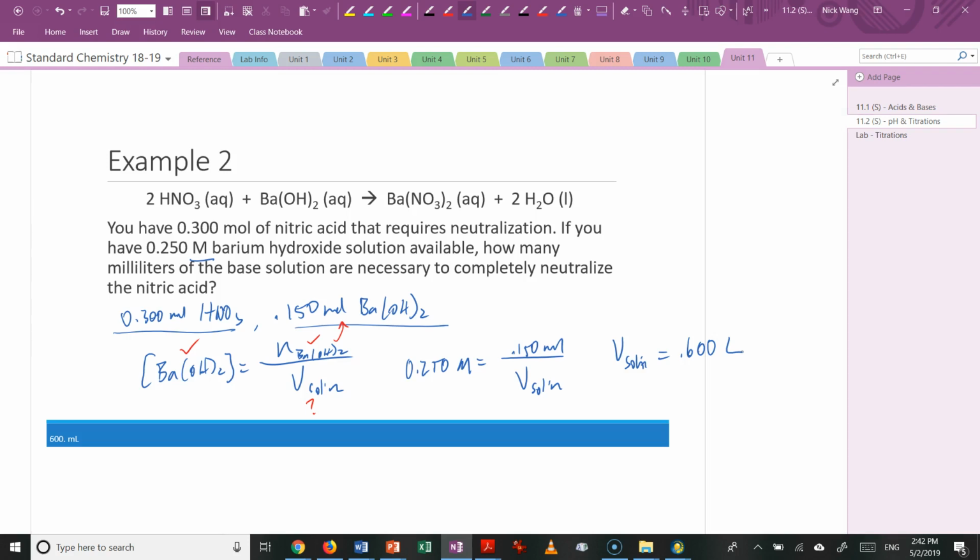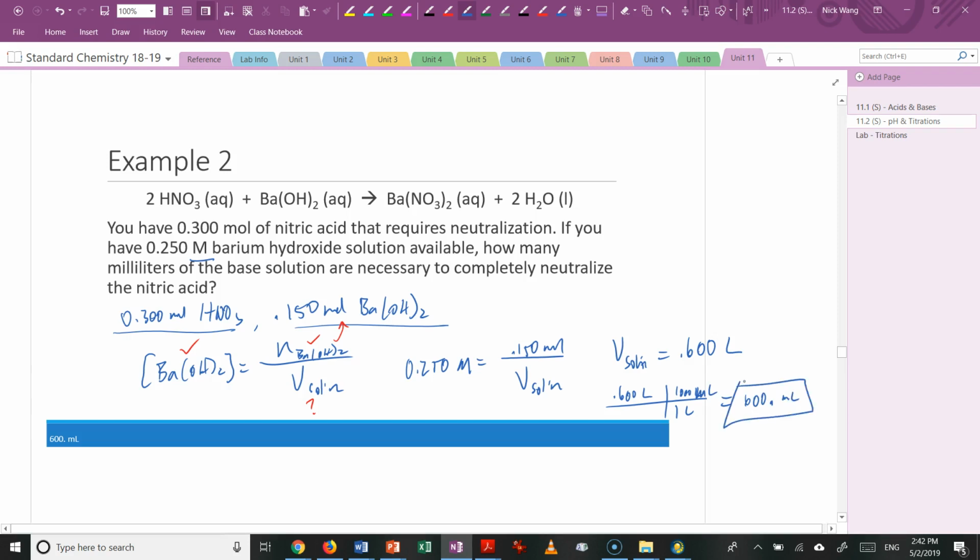Now, of course, that's not really what the question is asking us for. It's asking us for a volume, but specifically in milliliters, so let's make the conversion happen. To finish it out, 0.600 liters of solution. You have for every 1 liter, 1,000 milliliters, excuse me. So that means it'll give you 600 milliliters. That's going to be your final answer.